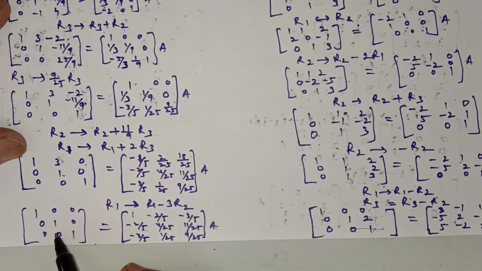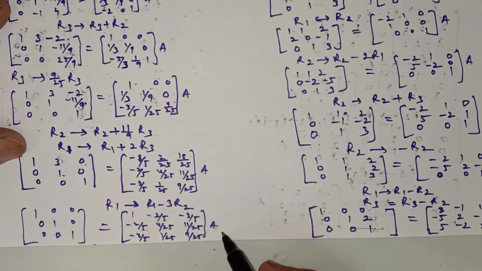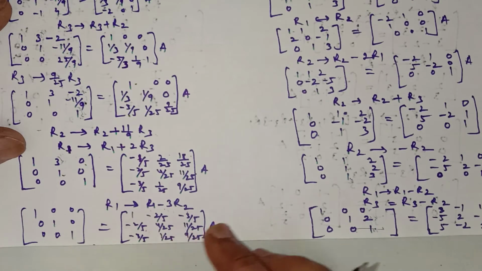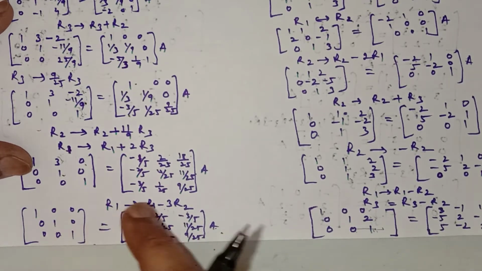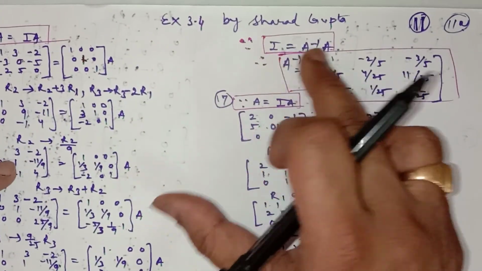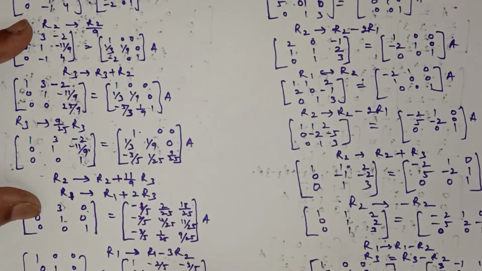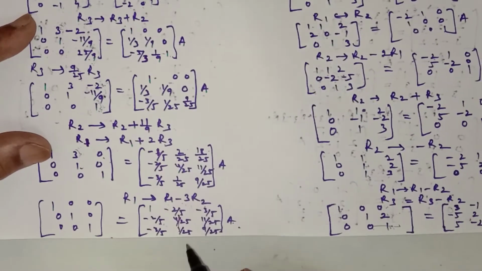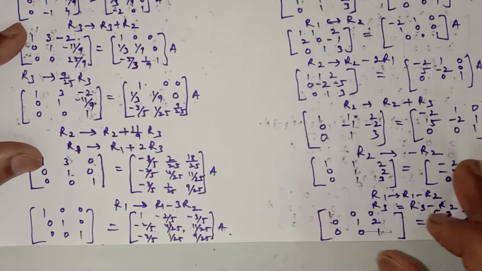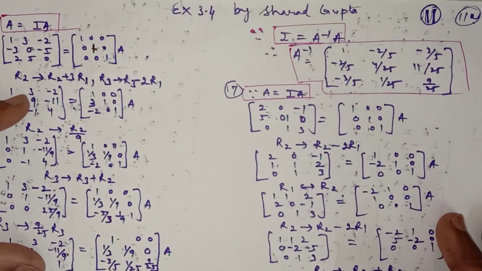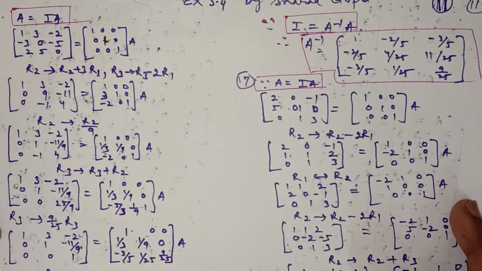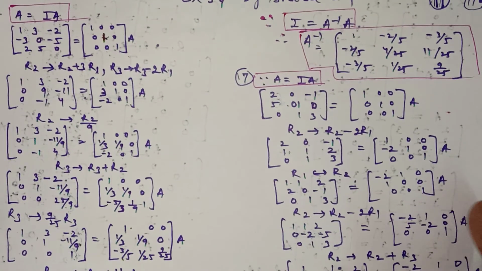So I am getting A inverse into A, because I is equal to A inverse into A. So this will be A inverse. So A inverse into A is equal to I. Therefore, A inverse is equal to this matrix. So this is the method to do the 3 by 3 order matrix to find the inverse of it.